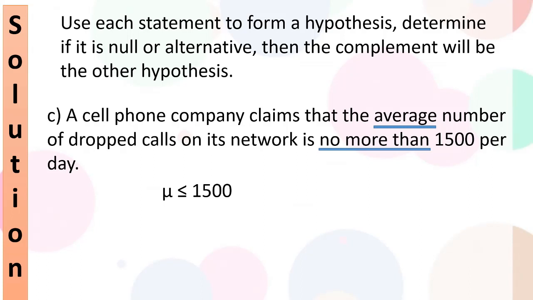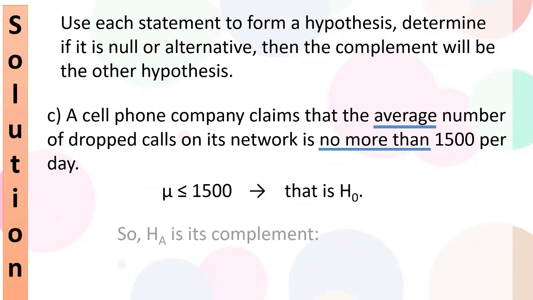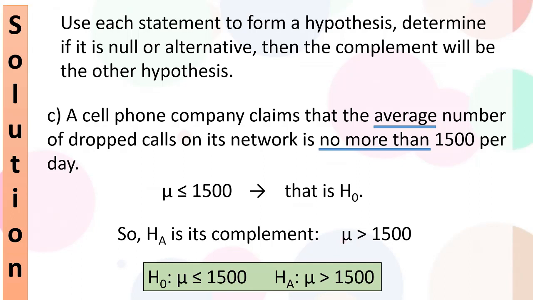So would that be the null hypothesis or the alternative hypothesis? And again, that's a question about the presence of an equality. Is there an equality here or not? Well, this says less than or equal to, so there is equality, which makes this the null hypothesis. If that's the null hypothesis, being less than or equal to 1,500, the alternative hypothesis must be the flip side of that, which would be greater than 1,500. So your two hypotheses are H naught is mu less than or equal to 1,500, and HA is mu greater than 1,500.